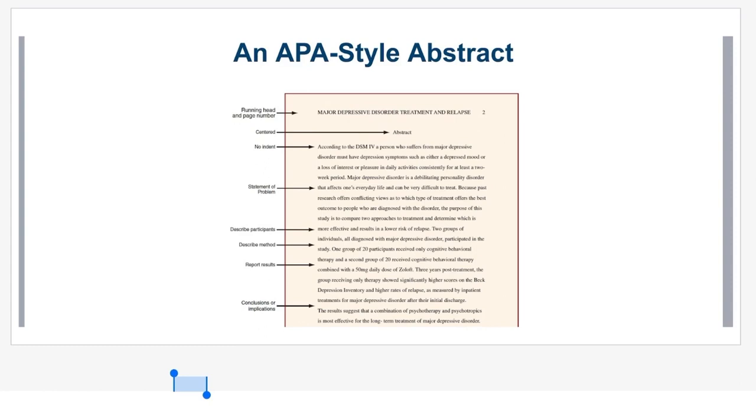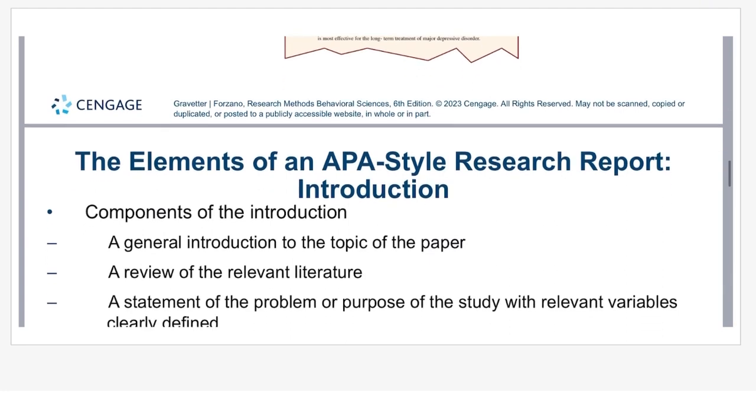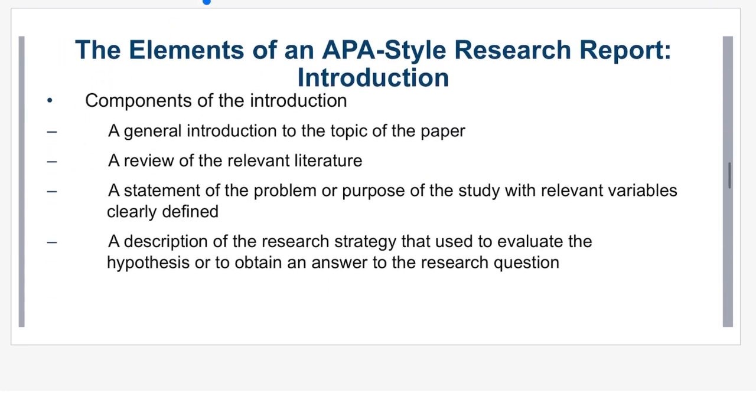And you see they point out, if you read through there, where they stated the problem, where they described the participants, where they described the method, where they reported the results and the conclusion or implications. And you can see it's all very simplified, condensed, but clear. It covers everything that is going to be covered in your research report. So next, on page 3, starts your introduction.